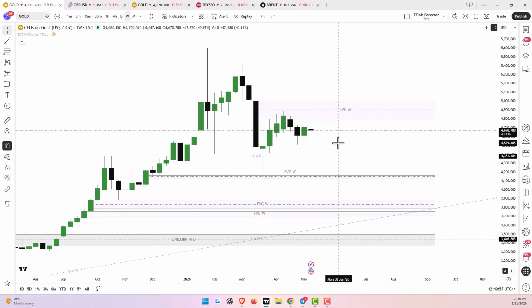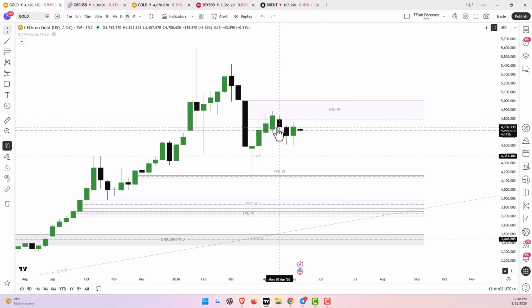I'm here with the daily analysis of the global gold ounce on May 11th. We are currently examining the weekly time frame. As you can see here, last month, after the price rose to the 50% range of the weekly FVG area, it reacted to it and returned downwards.